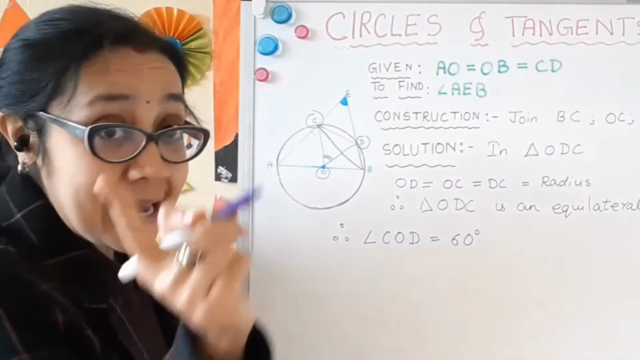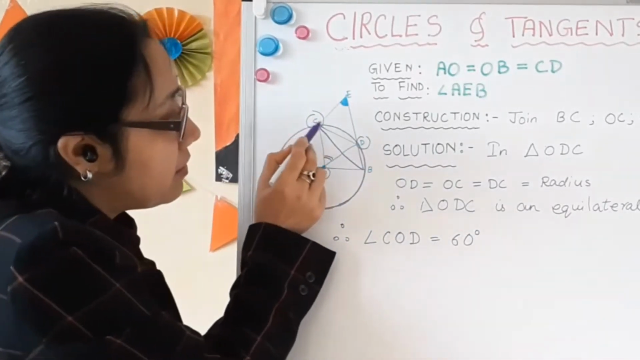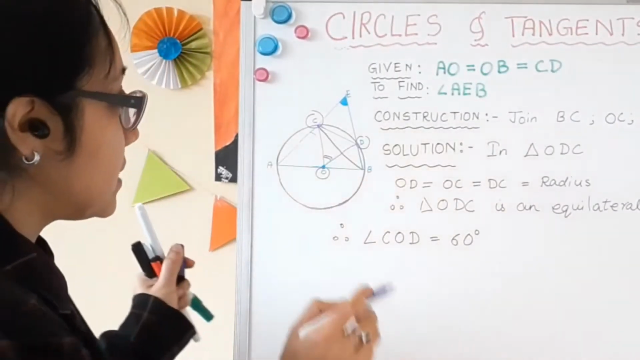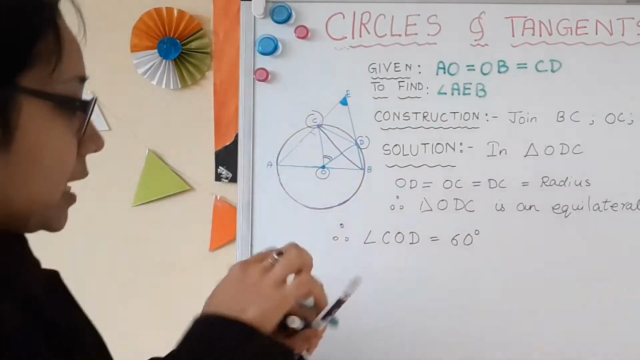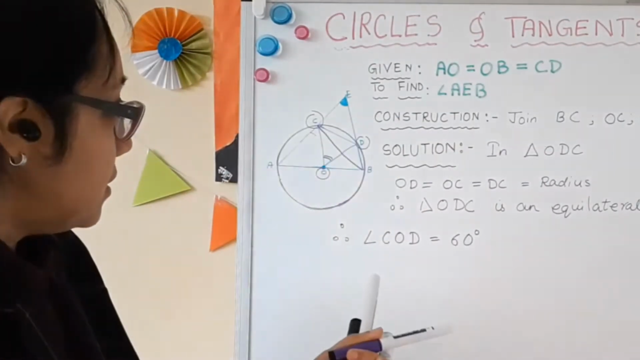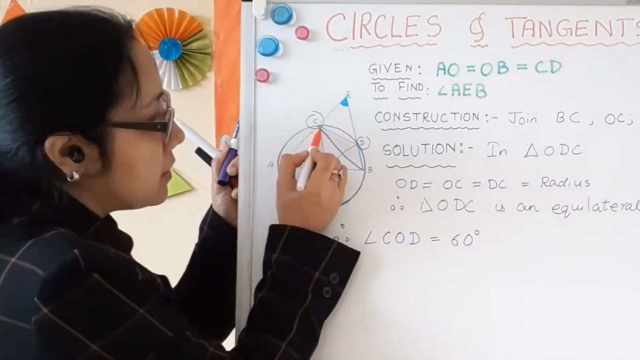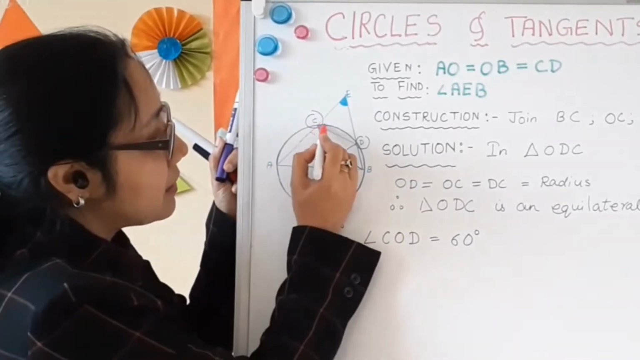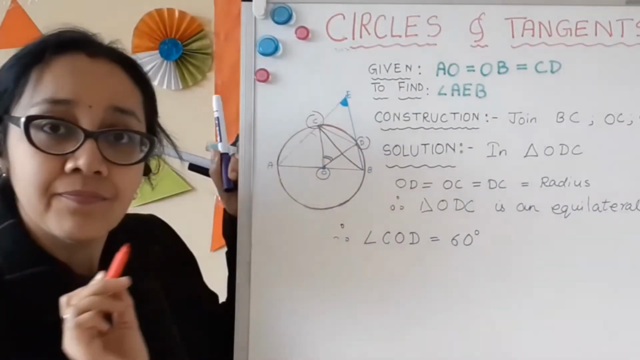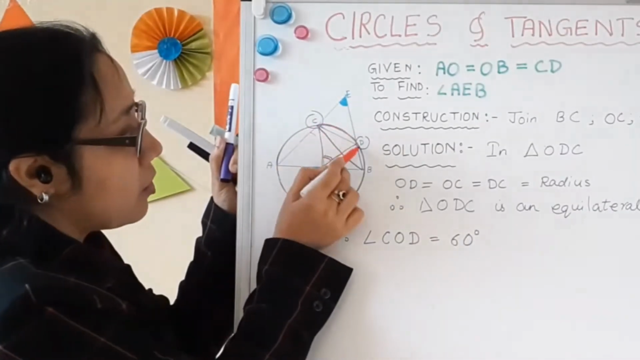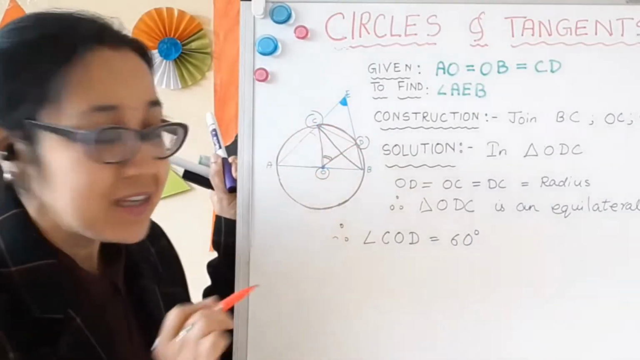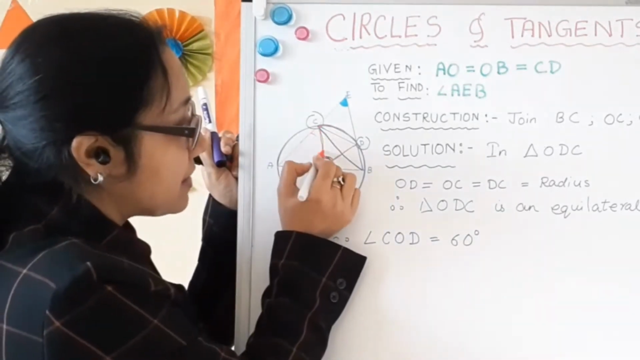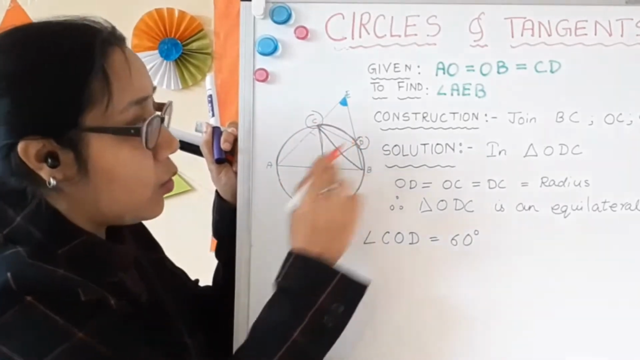Now coming to the second construction, we have also joined BC. Now if you have a closer look into these two parts, I will change the color so that you can understand it better. This angle which is 60 degrees is on this particular arc, so it is forming on the minor arc CD. Now we know that one of the theorems is the central angle. Angle COD is a central angle.